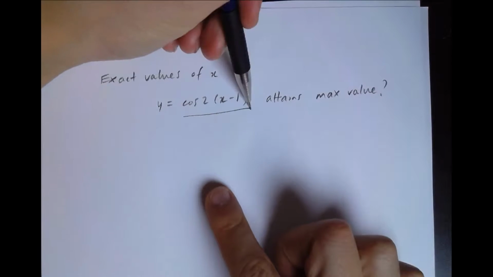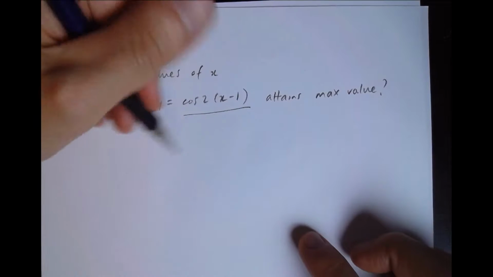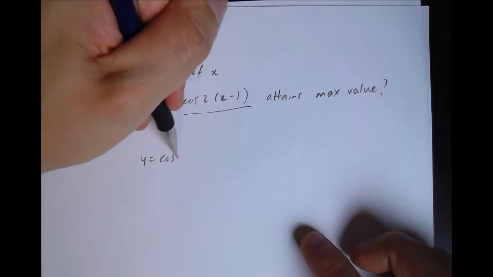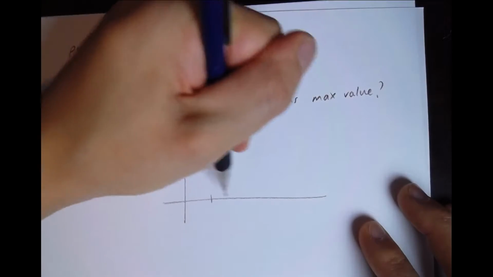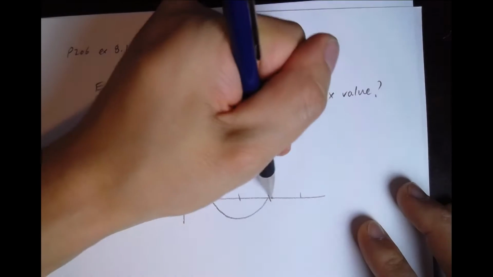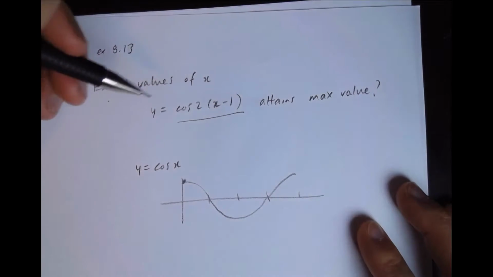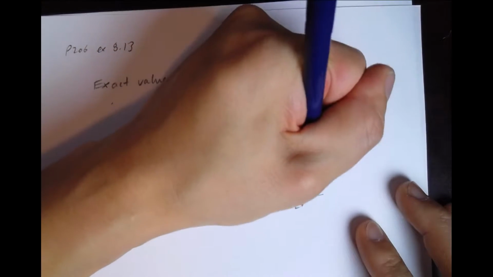When does this trig function attain its maximum value? This is a transformation of y equals cosine of x. We know how to sketch this. Cosine starts off at its maximum here, and it repeats its maximum every 2 pi, every period.